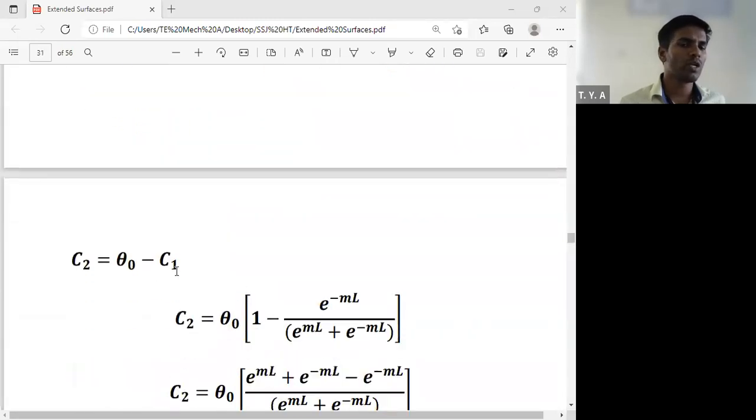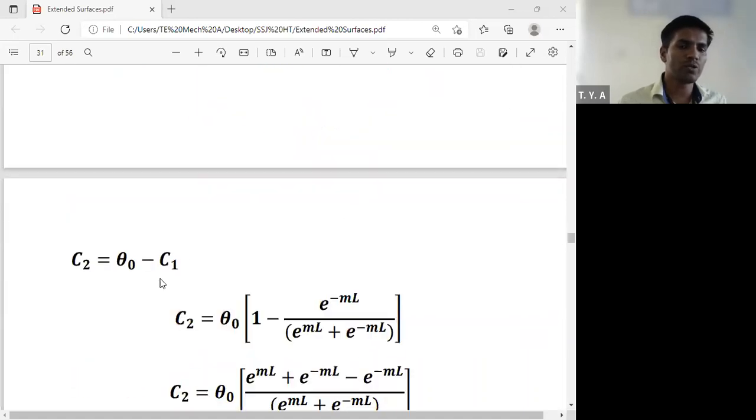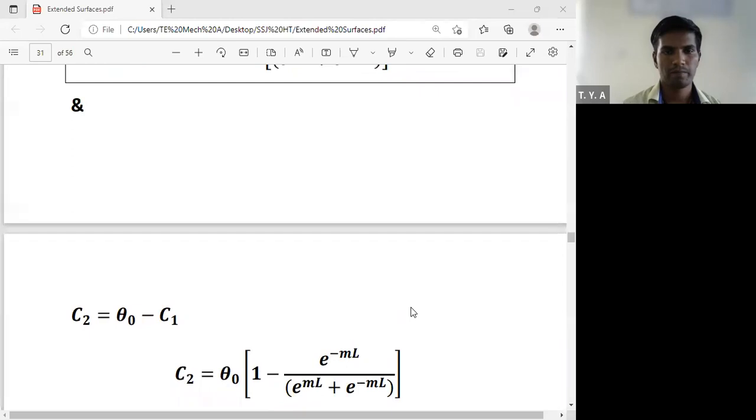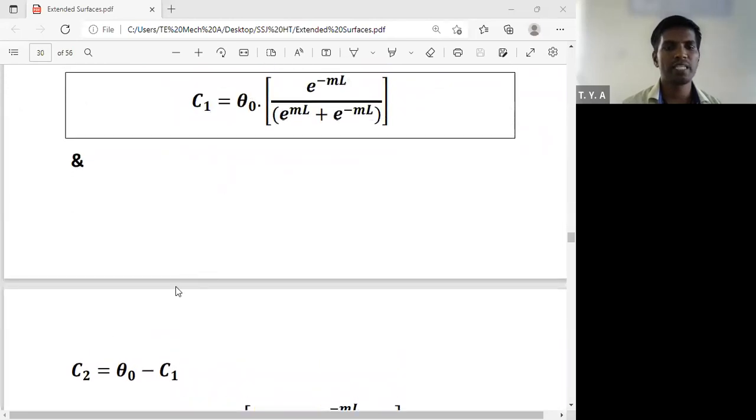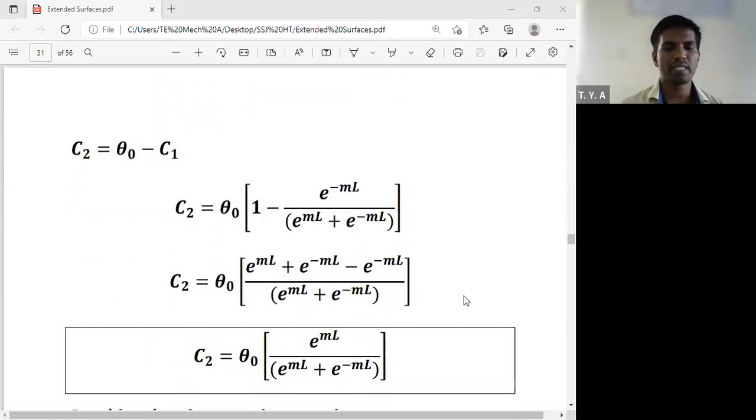C2 is equal to theta 0 minus C1. So we get the value of C1, put that value into this equation and find out the value of C2. So C2 is equal to theta 0 is common, 1 minus e raised to minus ml divided by e raised to ml plus e raised to minus ml. Here in C1 there is theta 0 and here also there is theta 0. So therefore theta 0 is common. So what is the remaining? 1 minus e raised to minus ml divided by e raised to ml plus e raised to minus ml.